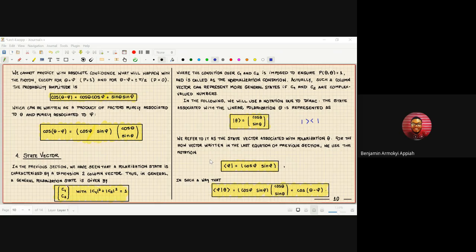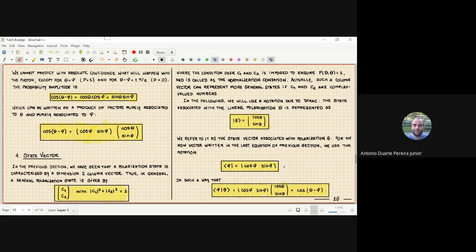Please, is the bra and ket having something to do with Hermitian conjugate? Yes. We are going to discuss all these technicalities in the very near future. Okay. Thank you very much. No problem.